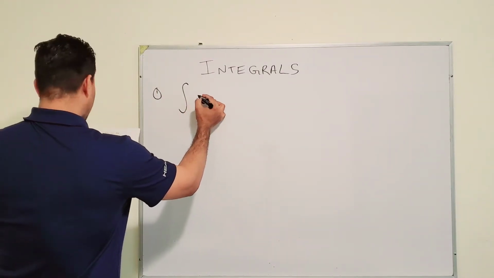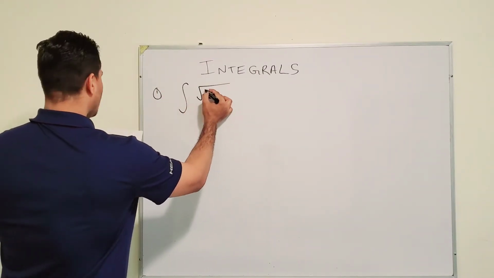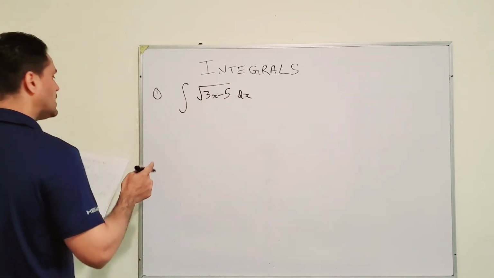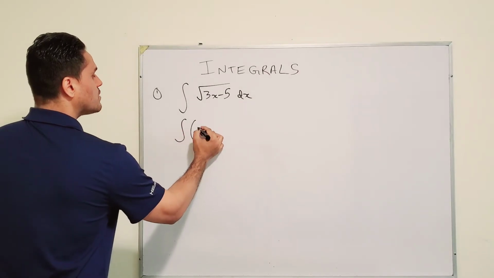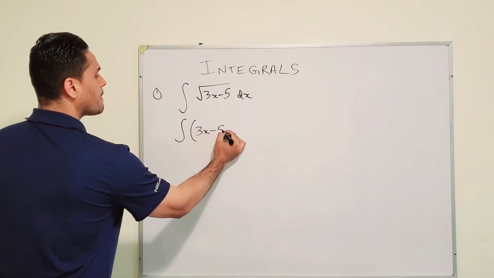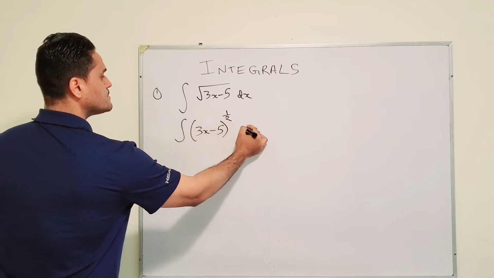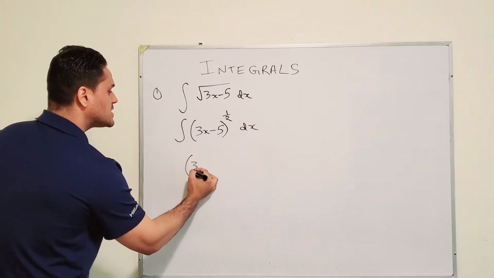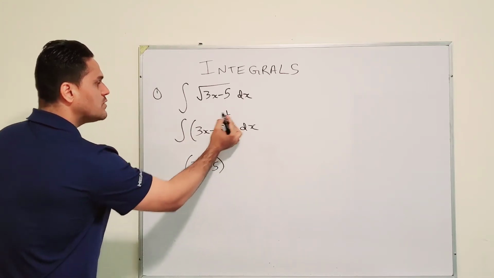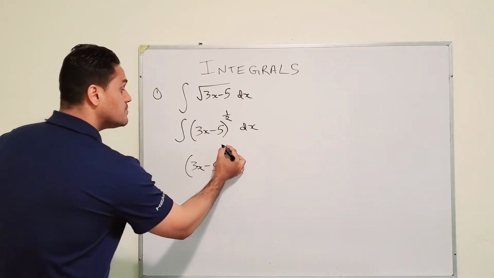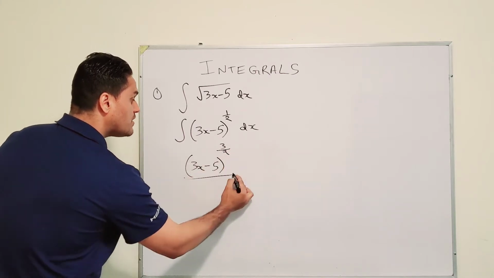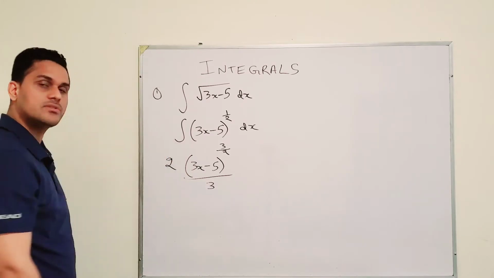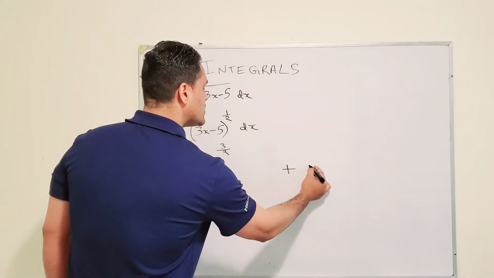Next up, we're trying to get the derivative of square root of 3x minus 5 dx. Okay? So in the first step, we're going to write this as an exponent. In this case, this is our major term. We're going to add 1 to its exponent. So when you add 1 to 1 over 2, you're going to get 3 over 2. And you're going to divide it by 3 over 2, or you can just flip the 2 and bring it to the top. Okay? And we're going to have plus c.